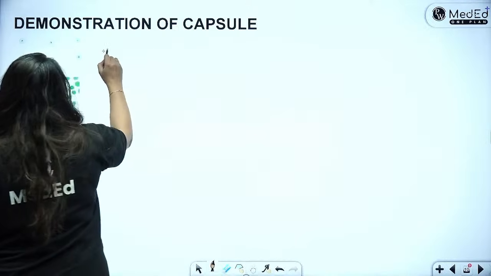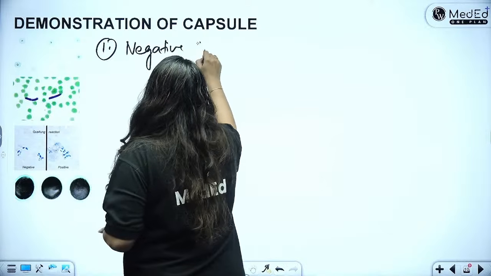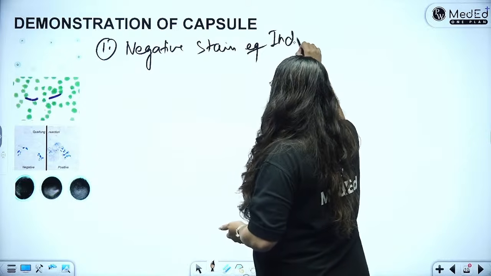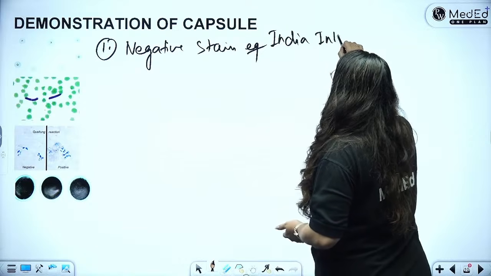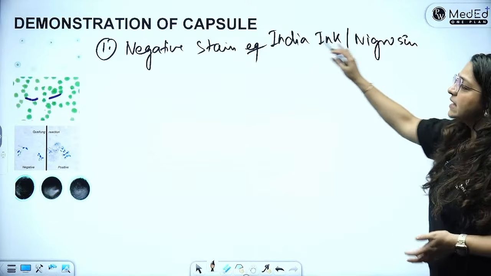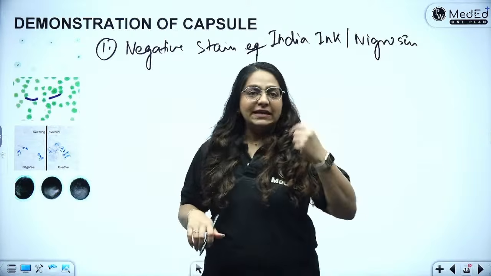Of course, you can do something which is called negative staining or the India ink staining. What happens in the negative stain, the India ink stain or the nigrosin stain? Everything else in the background takes up the black color stain, whereas the capsule remains unstained. So, against a black background, you see a shiny white capsule.